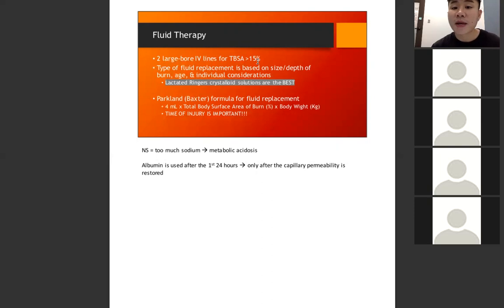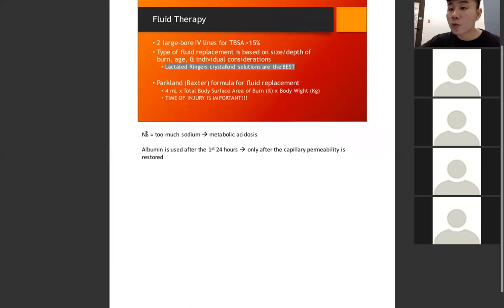Type of fluid replacement is based on size, depth of burn, age, and individual consideration. You remember lactated Ringer's is the number one fluid choice for infusion in this patient. And the Parkland formula is 4 milliliters times TBSA times body weight in kilograms. Learn how to convert pounds to kilograms. Time of injury is very important. Remember, for the first 8 hours you divide the total by 2. The second 8 hours is the total divided by 4. And the third 8 hours is also the total volume divided by 4.